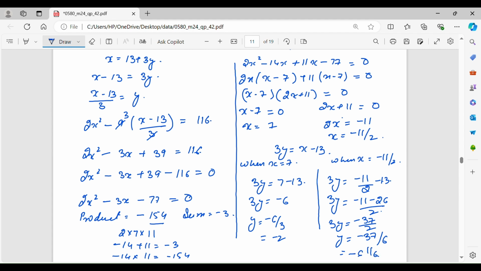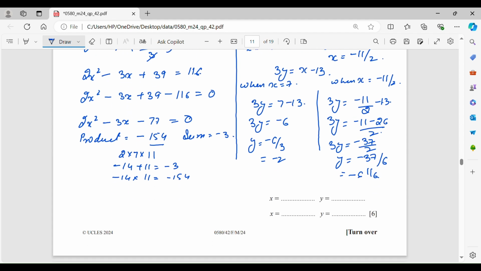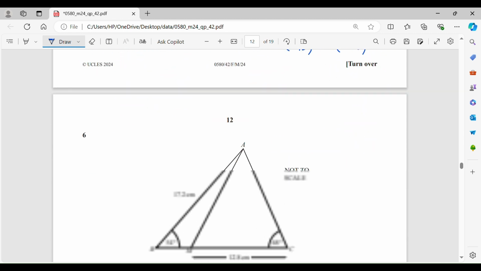So our answer is when x is equal to 7, y will be equal to minus 2. When x is equal to minus 11 by 2, y will be equal to minus 6 1 by 6. Right. Next part will be question number 6.